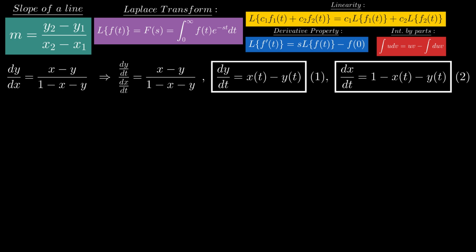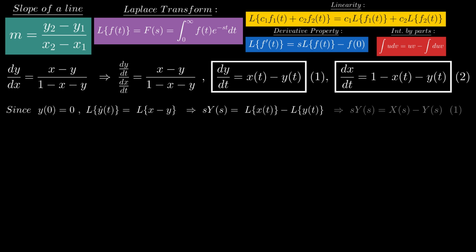Don't worry if you didn't catch all that. I'll explain it step by step, my friends. So taking the first equation, and since y of 0 equals 0 from our initial conditions, we have the Laplace transform of the derivative of y of t equals the Laplace transform of x minus y, which is s times big Y of s equals the Laplace transform of x of t minus the Laplace transform of y of t. And we end up with s times big Y equals big X minus big Y.